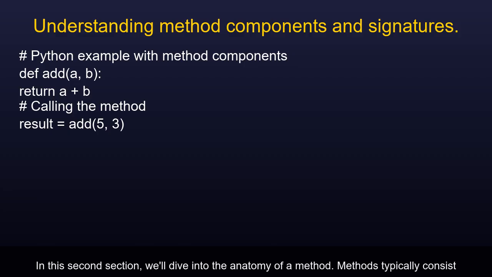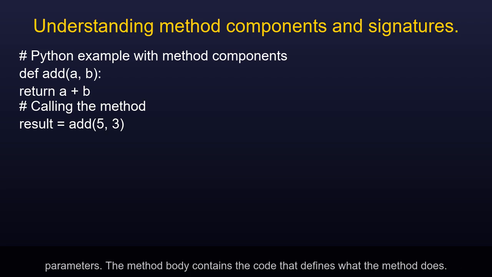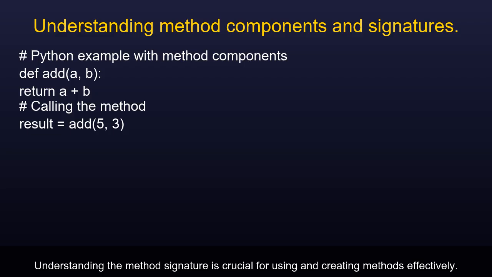In this second section, we'll dive into the anatomy of a method. Methods typically consist of a method signature, which includes the access modifier, return type, method name, and parameters. The method body contains the code that defines what the method does. Understanding the method's signature is crucial for using and creating methods effectively.